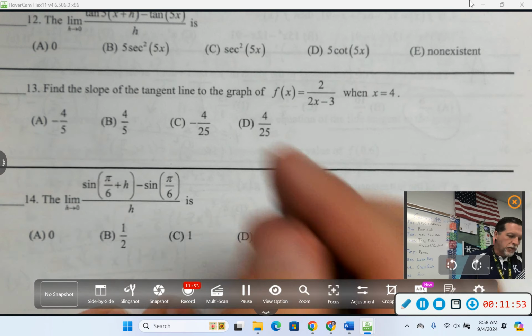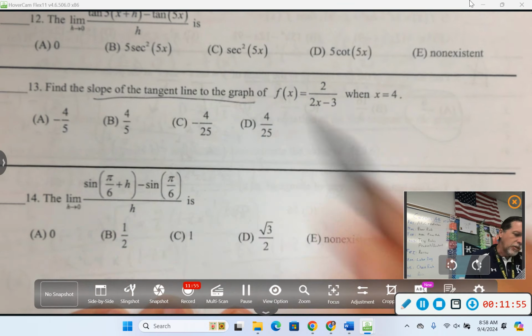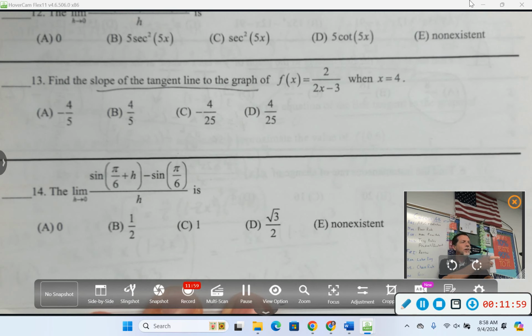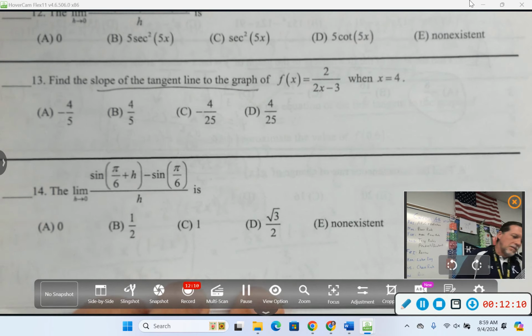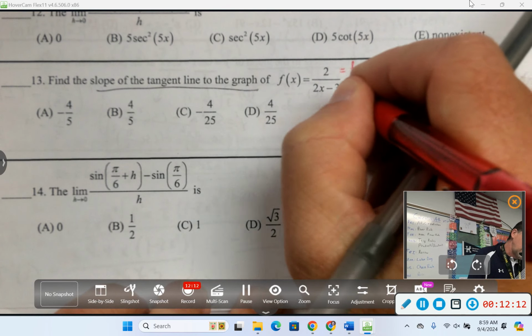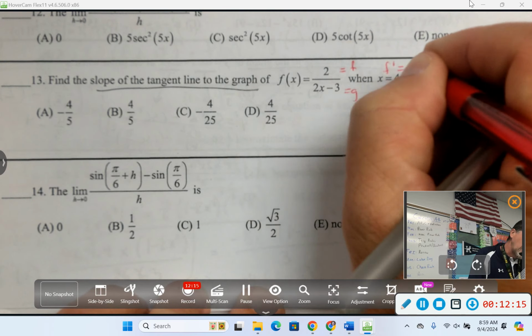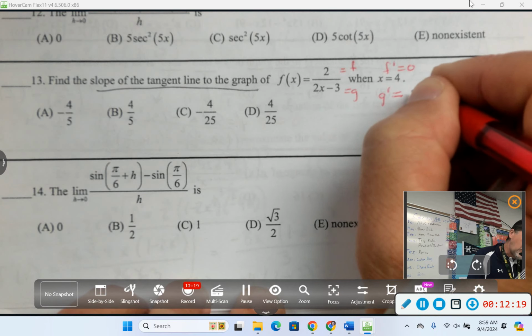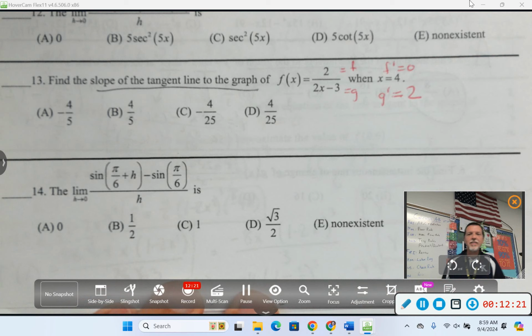13. Find the slope of the line tangent to the graph. Again, that's a derivative. This one, I might be tempted to avoid the quotient rule, because you could rewrite it as 2x minus 3 to the negative 1. But, I don't know. F prime is 0, so that'll make some things easy. G prime is just 2, so yeah, this is not a difficult quotient rule problem.